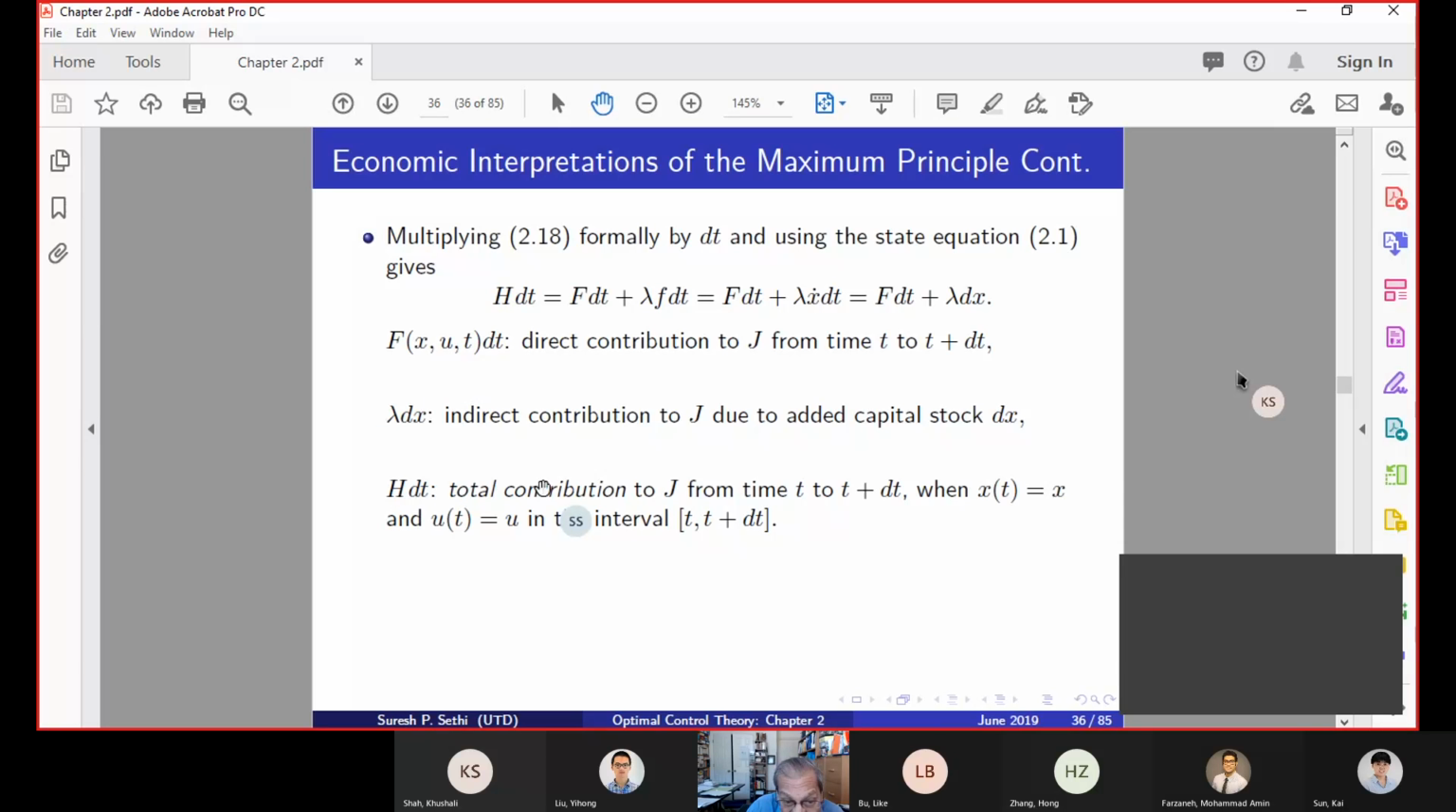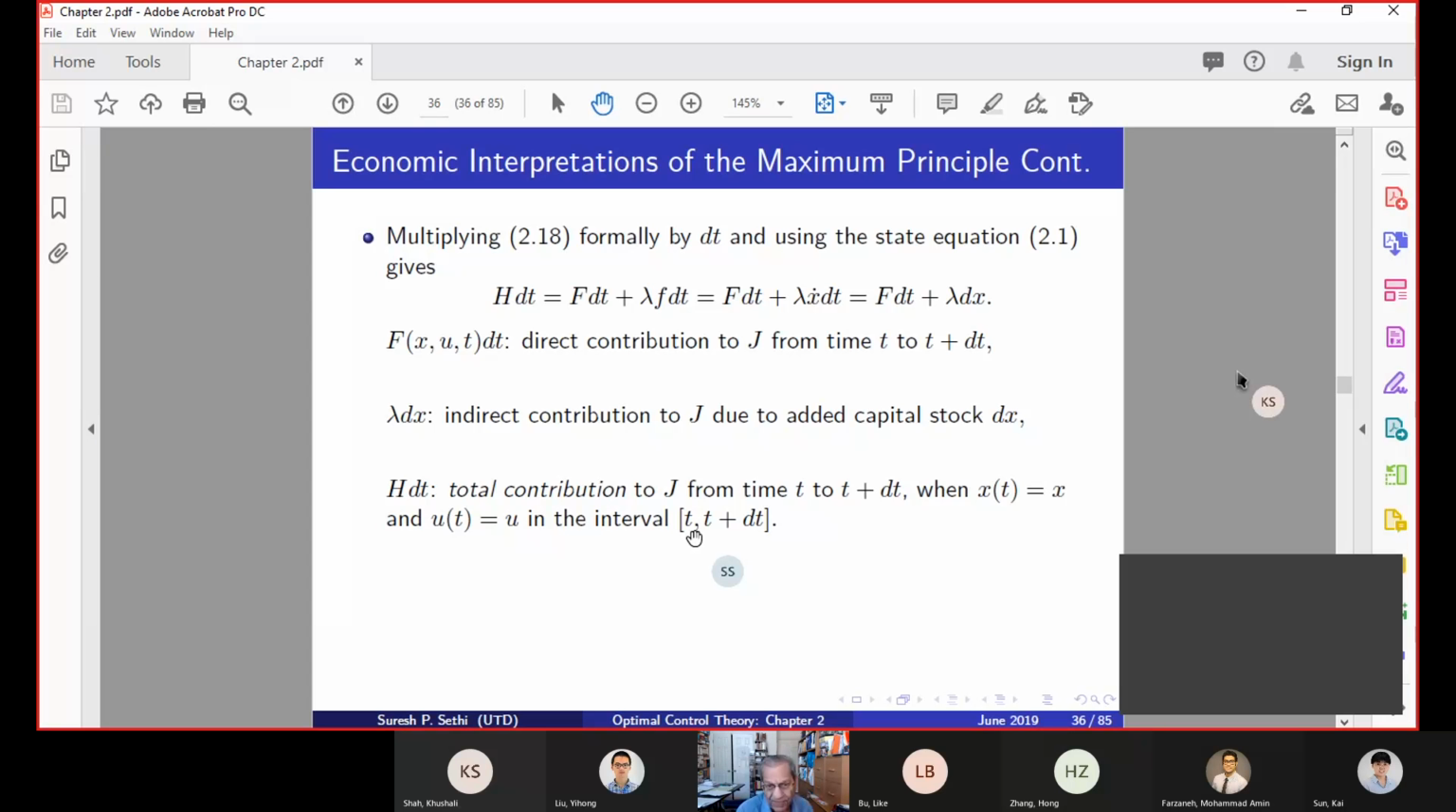So I maximize the total contribution to J from t to t plus dt when x equals x and u_t is u in this interval. So maximizing H means maximizing this total contribution, from the earnings that come from capital F and the value of the additional state.